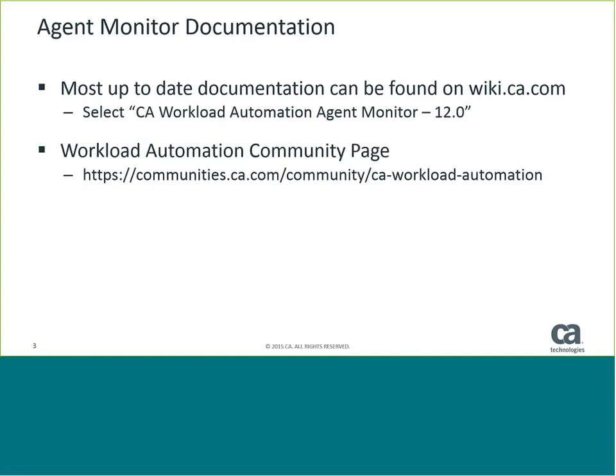As for documentation on Agent Monitor itself, you can go to wiki.ca.com and select the Agent Monitor Wiki. It's listed as CA Workload Automation Agent Monitor Release 12. This is going to be your most up-to-date page for Agent Monitor documentation, so I recommend going and checking this out. It will be accessible for any customer even before downloading, so if you go to that page, you should be able to access it and read through before even downloading the product.